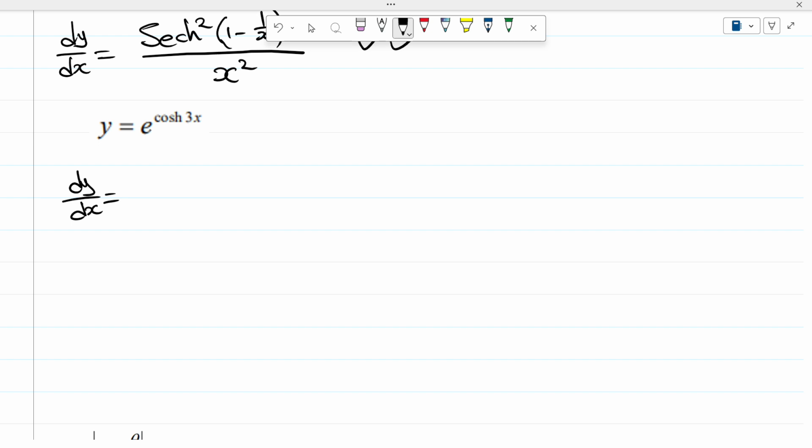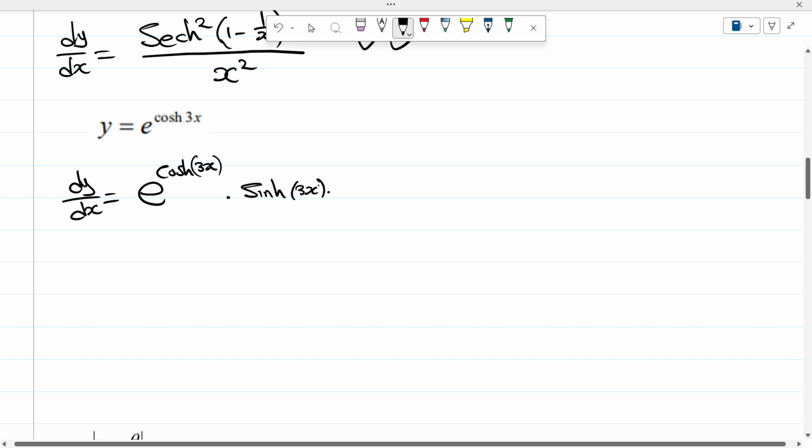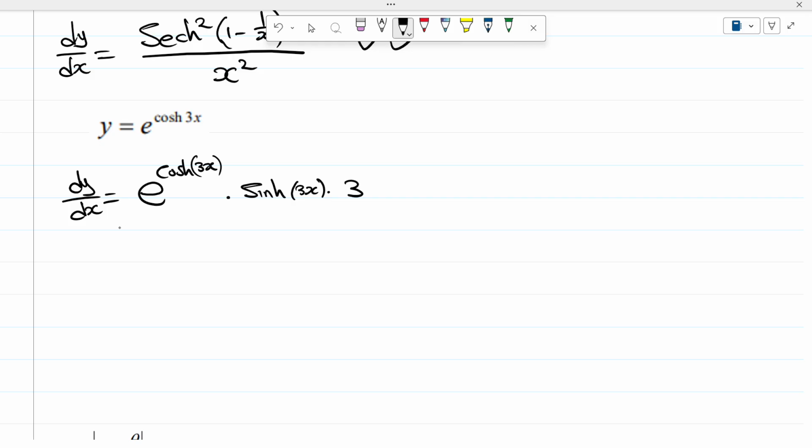since we can see that e is a number, this means this is just an exponential function. So we know that when we differentiate an exponential function, we just copy it as it is. So this is just going to be e to the hyperbolic cos of 3x multiplied by the derivative of the exponent. The derivative of hyperbolic cos is going to be hyperbolic sine of 3x. Then we again multiply by the derivative of the argument, which is just going to be 3 for this case.